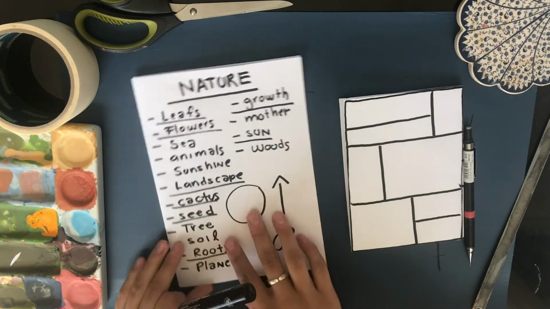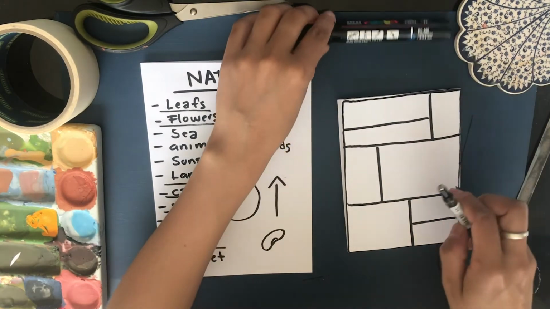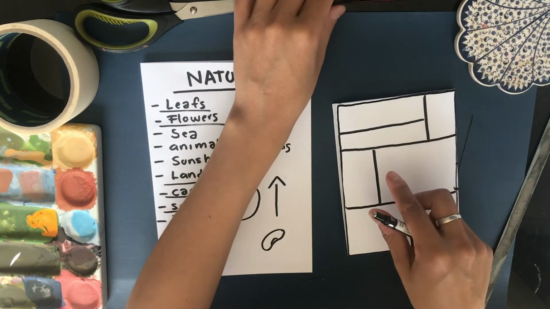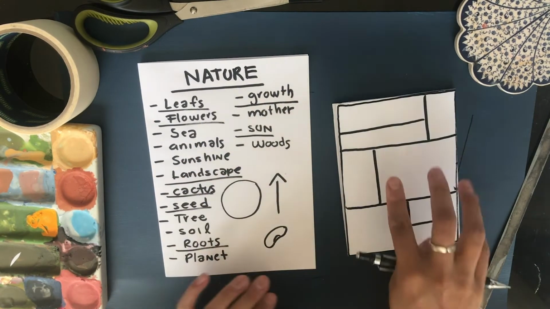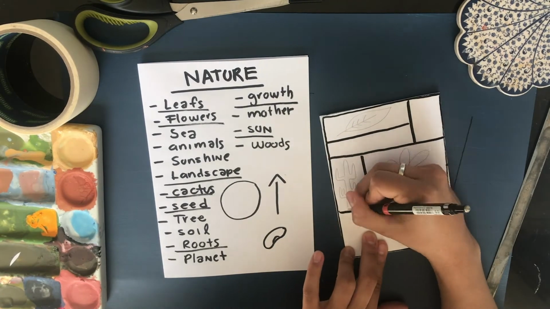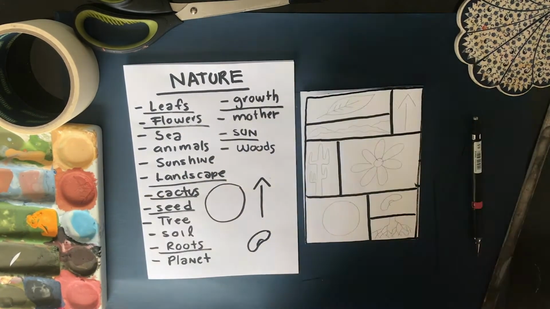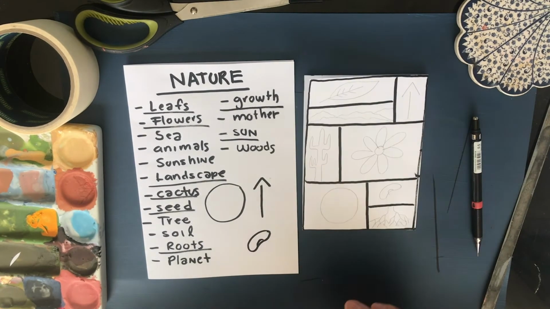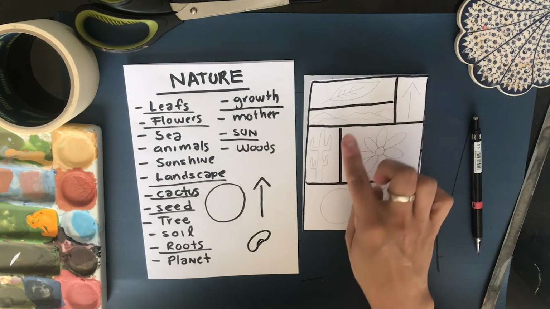So I got my words that I've chosen, and what I'm going to do now is I'm just going to sketch quickly a representation of each of those words into my layout. So there you go. So I've made a little illustration using the different words.